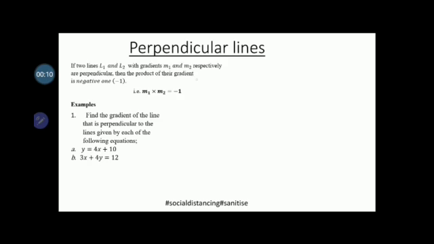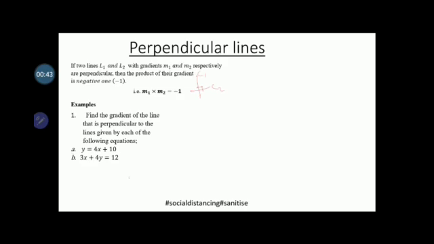So two lines, line 1 and line 2, are perpendicular to each other if they meet at a right angle, or at the point of intersection they meet at a 90-degree angle. So if they are perpendicular to each other, then multiplying their respective gradients will give us -1. So find the gradient of a line that is perpendicular to the lines given by each of the following equations.